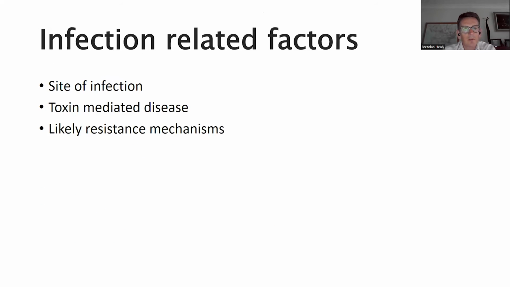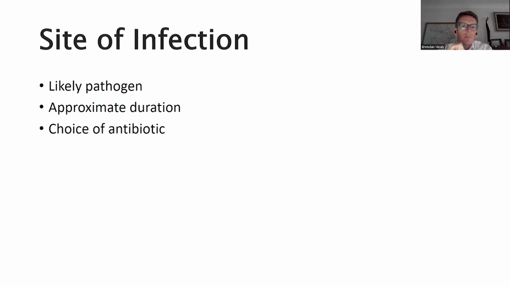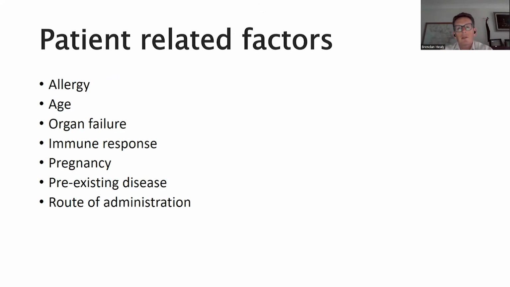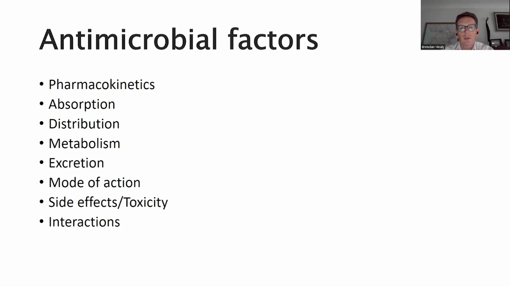I think we've covered all of that. So you can break it down in another way. You can think about the infection-related factors. So where's the site of infection? Is there any toxin-mediated disease? What are the likely resistance mechanisms in the organisms that cause infection at that site? Again, the site of infection, the likely pathogen, the approximate duration, the choice of antibiotic. You look at patient-related factors around allergy, age, organ failure, immune response, etc. And then you've got the antimicrobial factors, the pharmacokinetics, absorption, distribution, metabolism, etc.